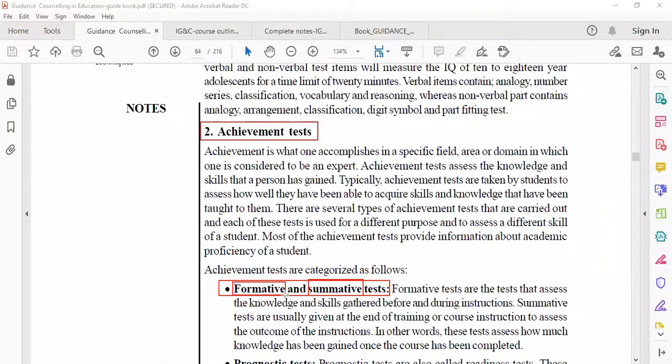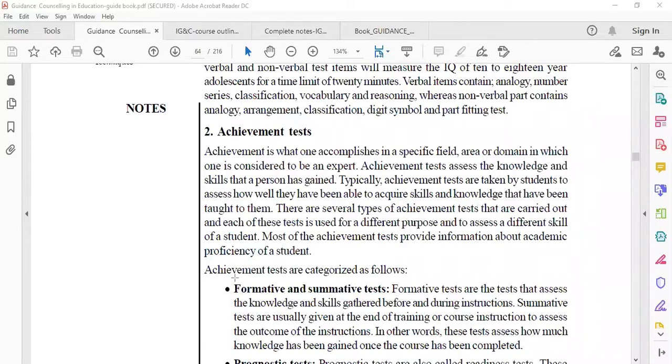And formative assessment is a continuous assessment, the day-to-day tests and activities in the classroom, whatever the teacher is asking and assessing in the class. That is basically related to formative assessment. In achievement tests we have two types: formative and summative. Summative comes at the end of the session. Annual examinations and semester examinations are the best examples of summative tests.